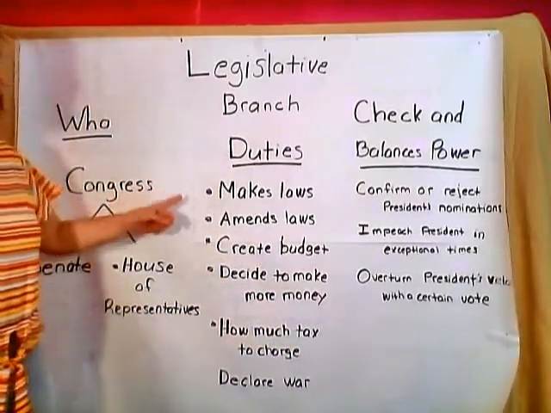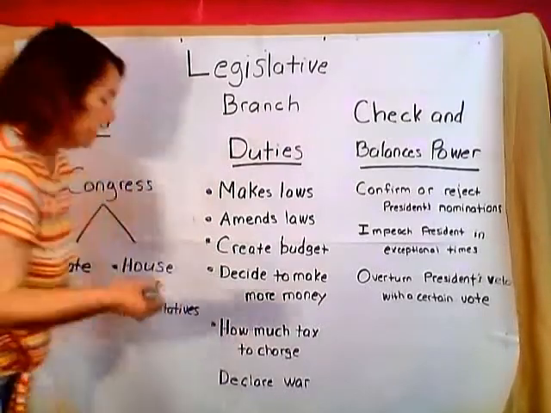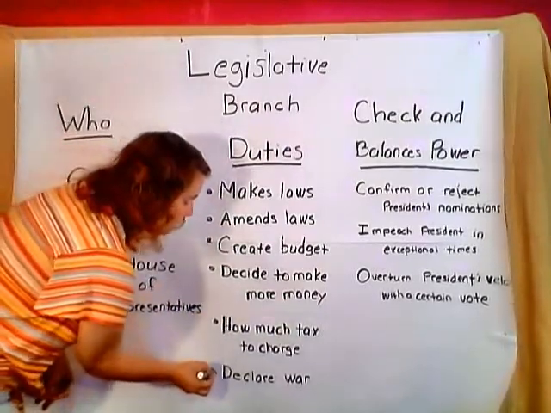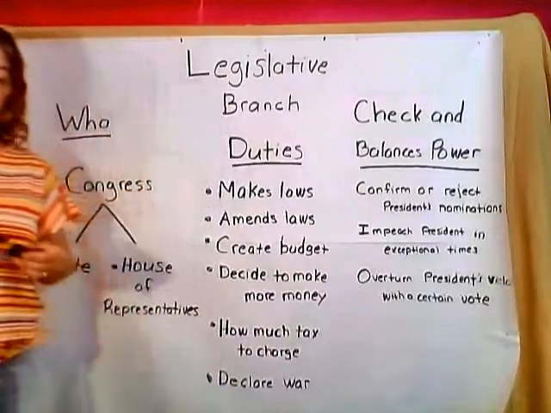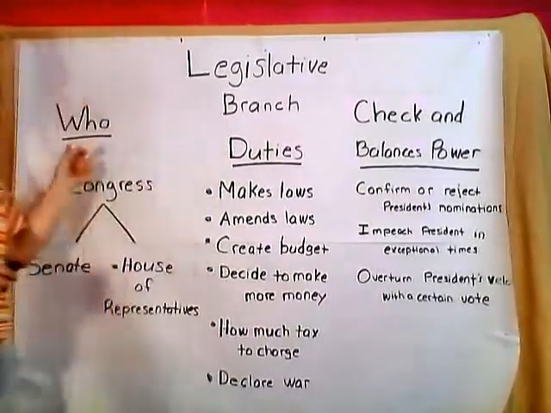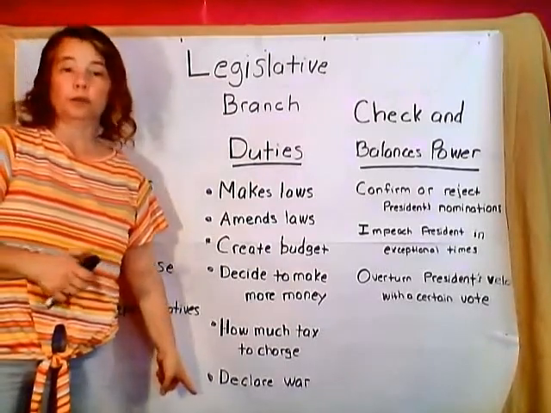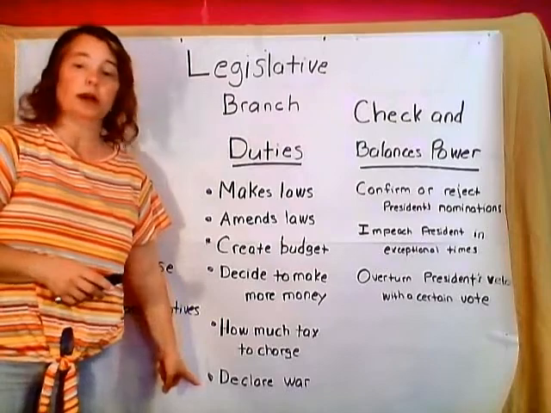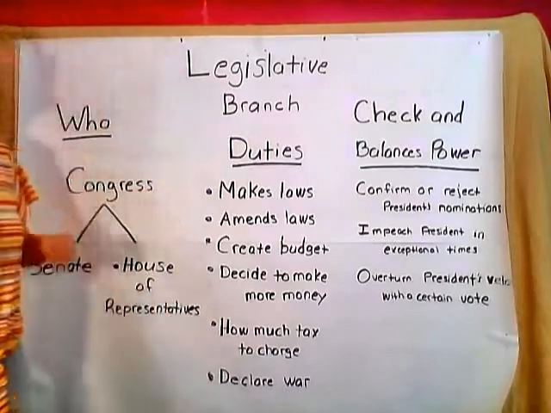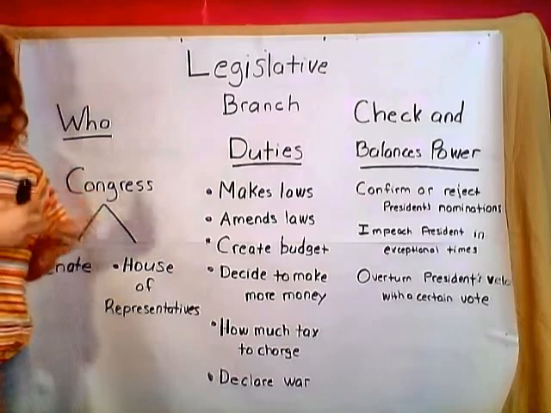The last duty that the legislative branch has is they get to decide when to declare war. So when we had World War I and World War II, the legislative branch, the Congress, decided if we were going to go to war with the other countries or not. They decide that. Now, how does the legislative branch check and watch the powers of the other branches?